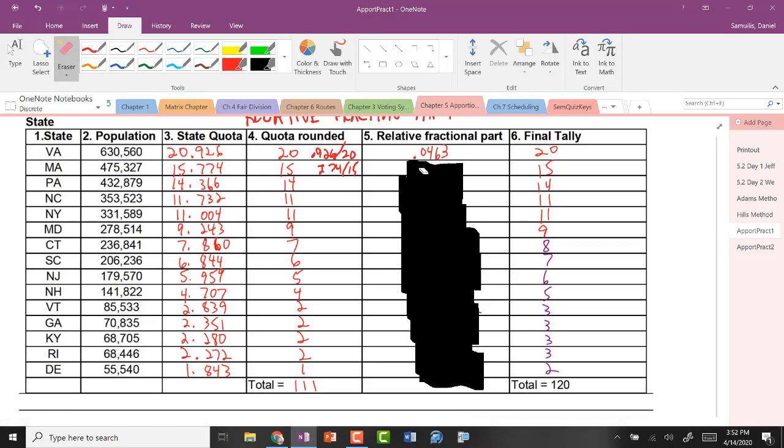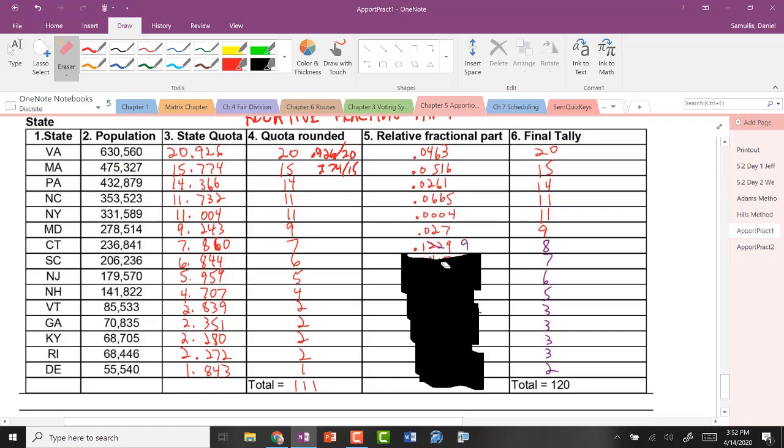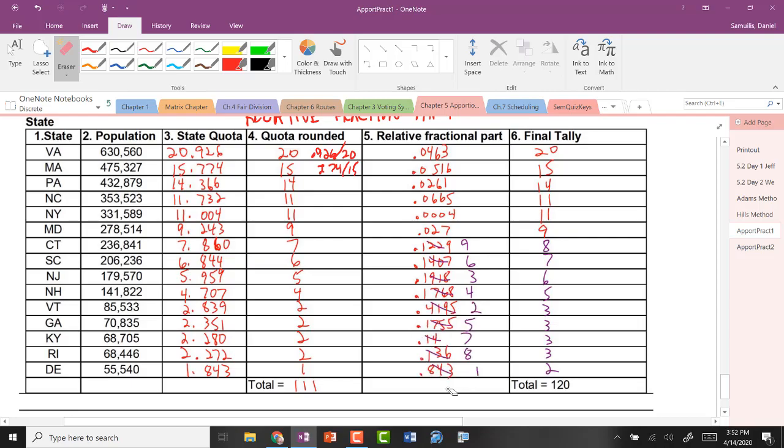And you should get 0.056. 0.366 divided by 14, 0.732 divided by 11, all the way down the line, and calculate these relative fractional parts. And then lo and behold, when you start comparing who has the highest relative fractional part, now we got to know your little decimals. 0.843 is certainly much larger than anything that's 0.0 something. All right, so that's the first highest relative fractional part.